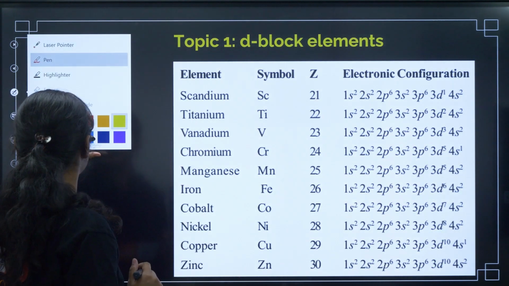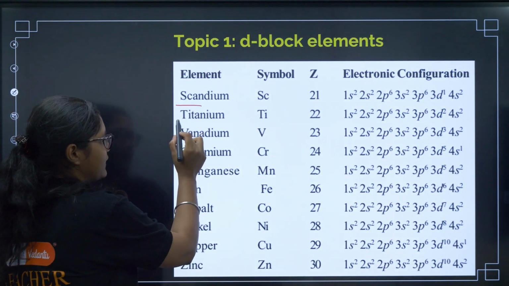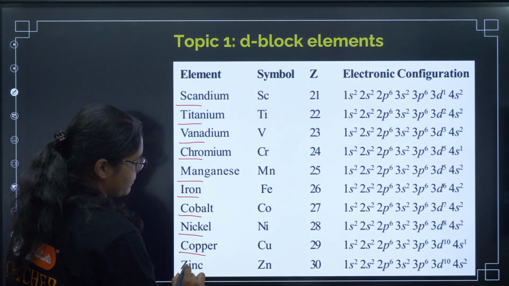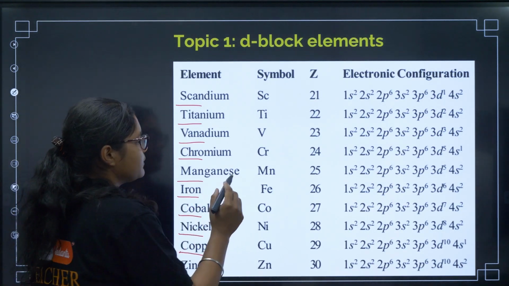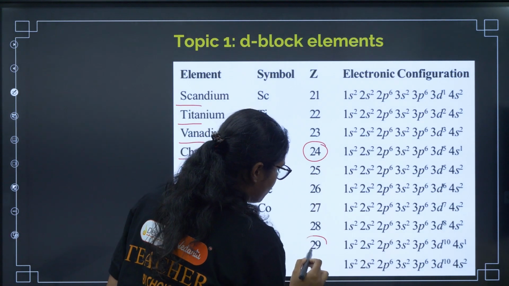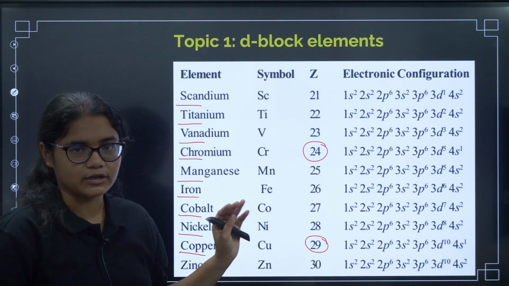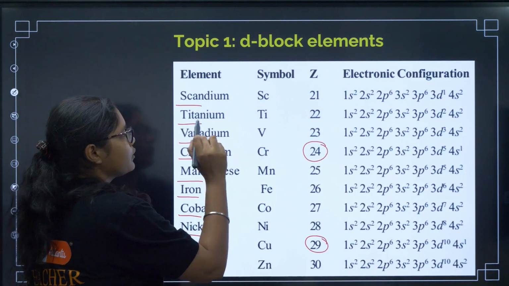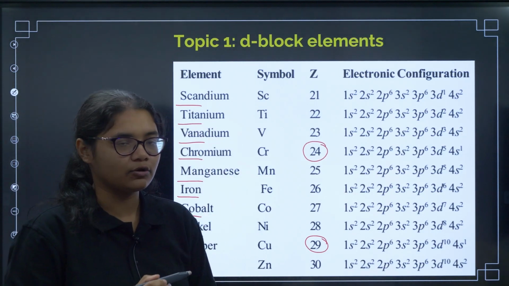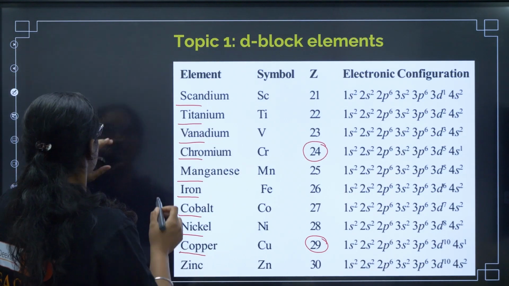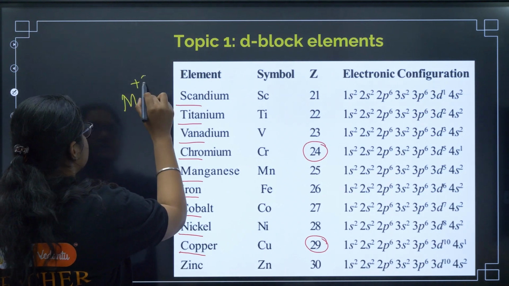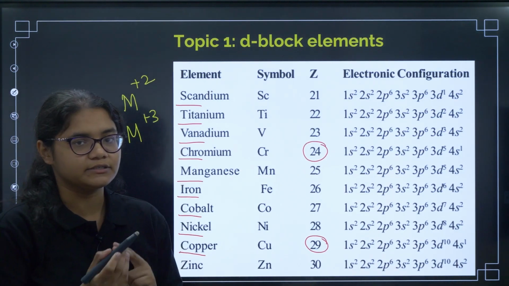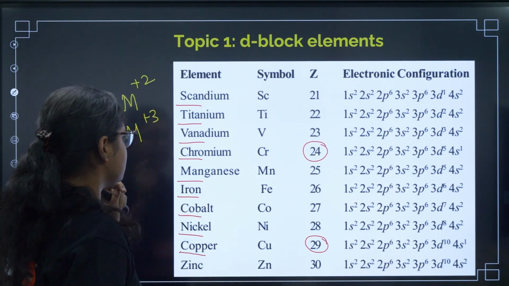So I'll be marking certain elements you have to remember for all: scandium, titanium, vanadium, chromium, manganese, iron, cobalt, nickel, copper and zinc. Here you have to be careful for chromium and copper. Okay, they have a little different electronic configuration from all the elements. So focus on these two, and you should not only know the ground state electronic configuration, you should also remember the metal in 2+ oxidation state and metal in 3+ oxidation state. Their electronic configurations should also be known. So I'll give you one example.